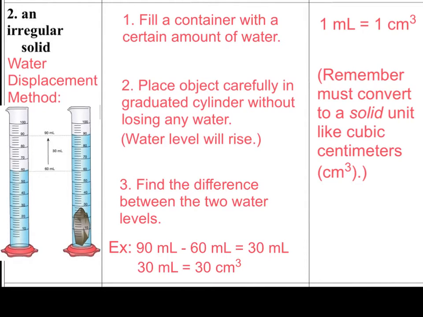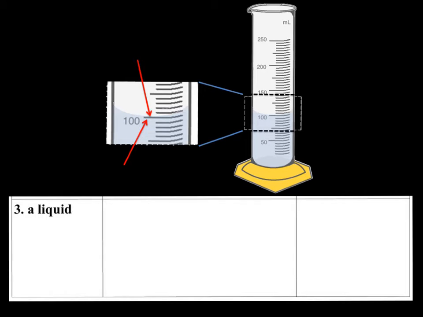Now the units of measure, because it's a solid, we don't keep it milliliter. So what we know is 1 milliliter equals 1 cubic centimeter. Remember, we must convert to a solid unit like cubic centimeters. Please click pause and make sure you've copied all of these notes into your workbook.